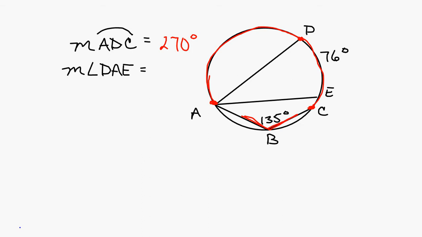And then the measure of DAE relates to this 76-degree arc. So angle DAE would be 38, half of the 76, so 38 degrees. Questions?